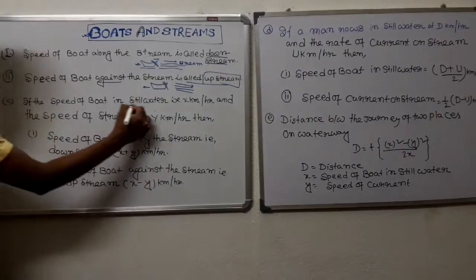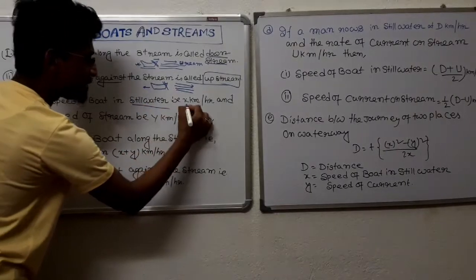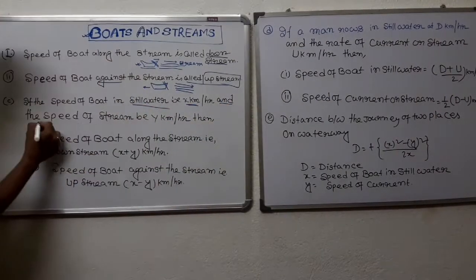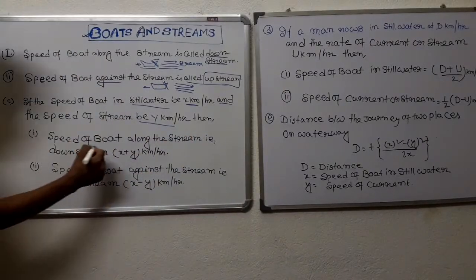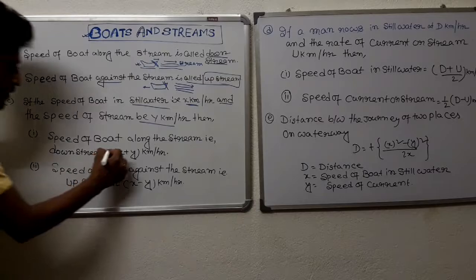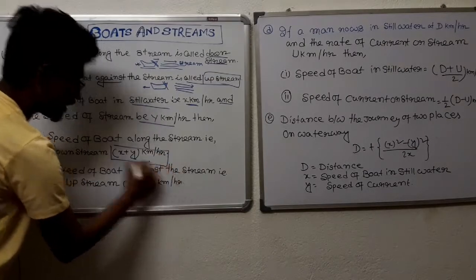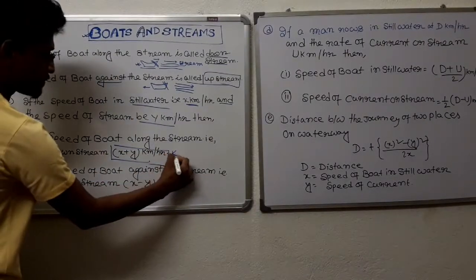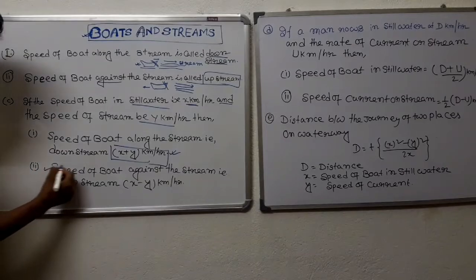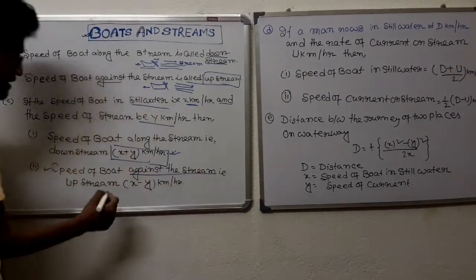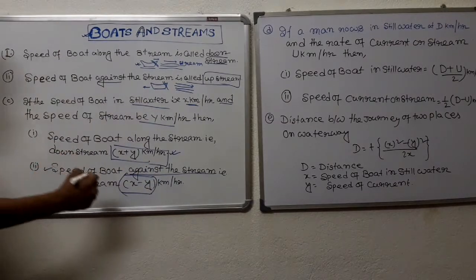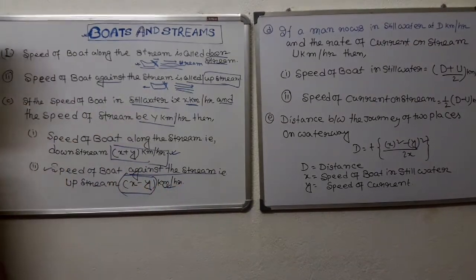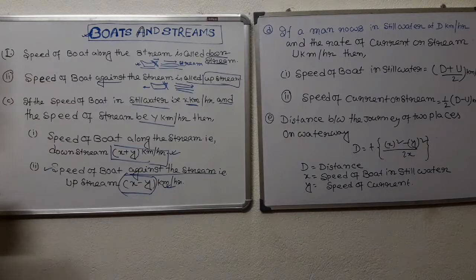If the speed of the boat in still water is x km per hour and the speed of the stream is y km per hour, then the speed of the boat along the stream will be x plus y km per hour. The speed of the boat against the stream is x minus y km per hour. So these are the formulas you have to remember for Part A questions.